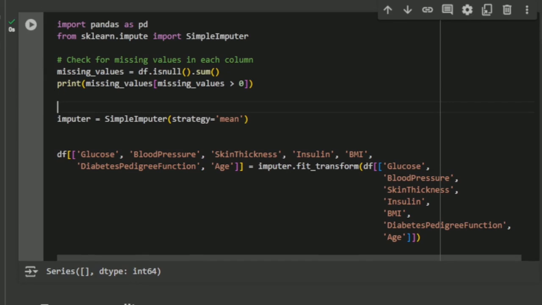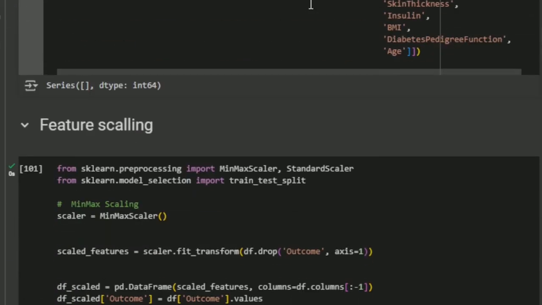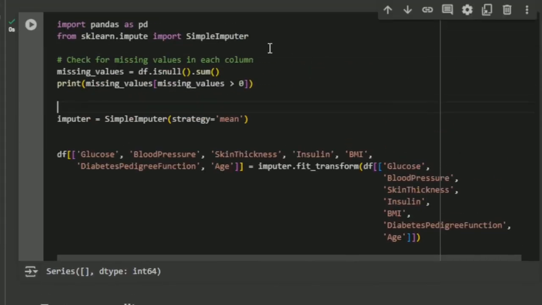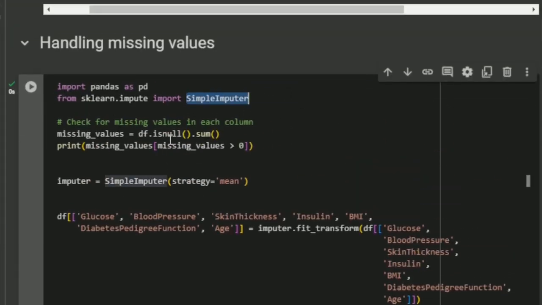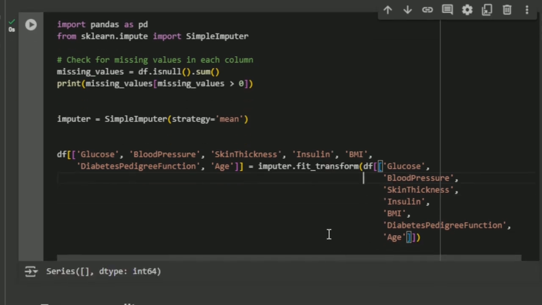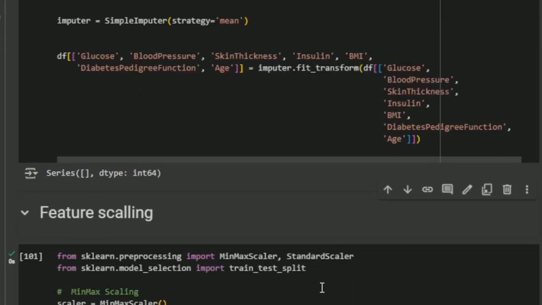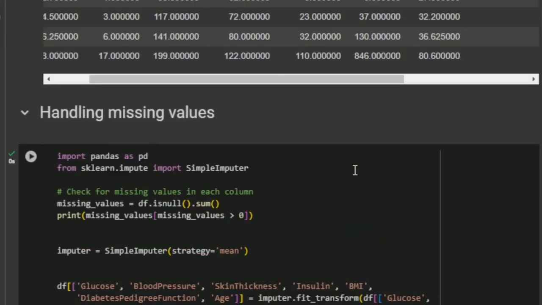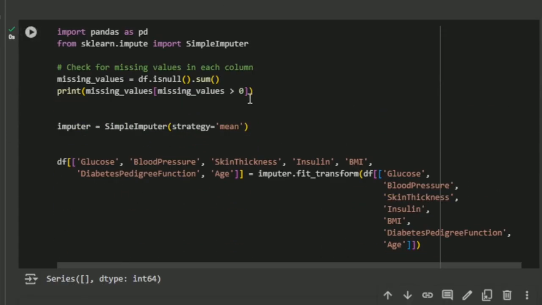To handle these, we used a technique called imputation. We applied the simple imputer with the mean strategy. This replaces zeros with the mean values of the respective column. This is a common method in healthcare datasets to fill in plausible values, especially for continuous features. After applying this, we had a more reliable dataset with no missing or zero values in the critical columns.